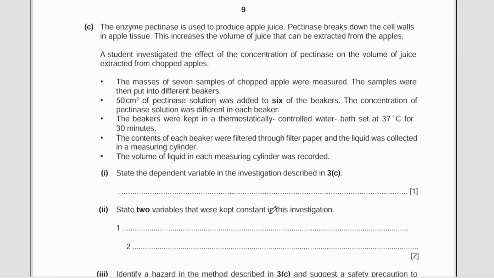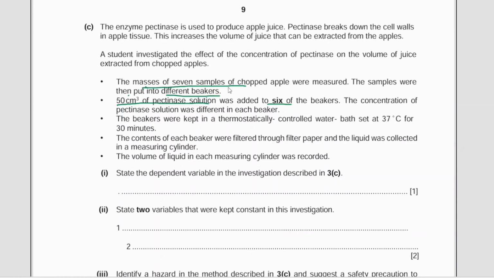Then 7 samples are taken and put into different beakers, and then we add the same pectinase amount, that is 50 cubic centimeters, to 6 of the beakers, not to the seventh one. The contents of each beaker are kept for 30 minutes at 37 degrees Celsius. The contents are filtered through filter paper and the liquid collected. The volume is then recorded to calculate how much juice is produced.